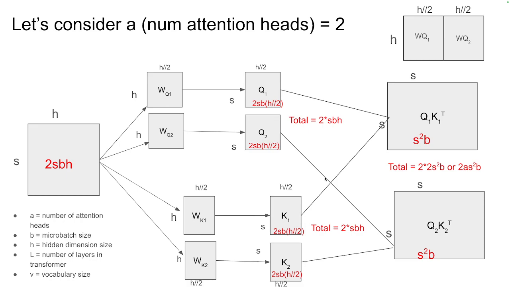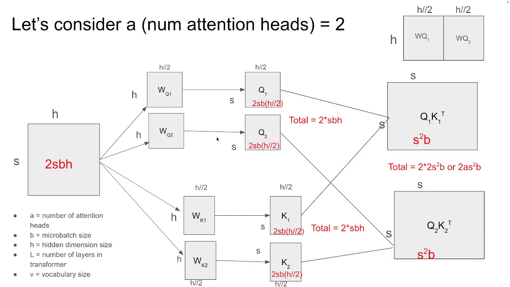Attention is a bit more complicated, and there are a lot of things happening in this slide, so let's break it down slowly. Let's consider you have two attention heads. This is your input size, which is 2SBH, which is sequence length, batch size, and hidden dimension, and 2 is because you're storing in BF16 precision format. And then you have these projection heads, WQ1, WQ2, and WK1, WK2, which are basically different heads. And just for visualization purposes, we have taken two heads.